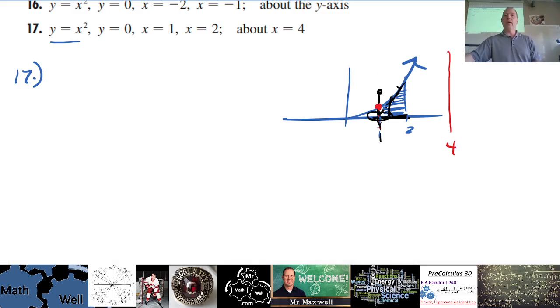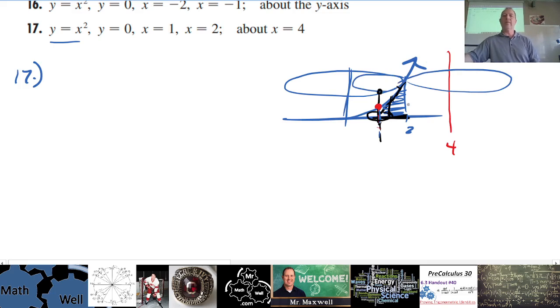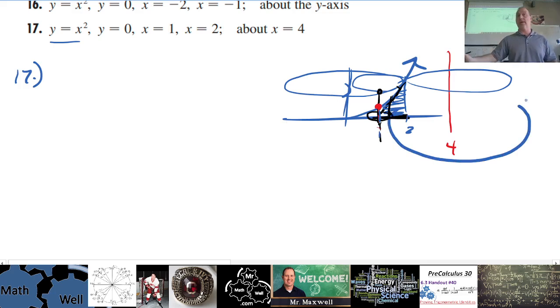So before, we were rotating this way, right? Around the y-axis and then around x equals 1. Now we're rotating about x equals 4. So we are actually flipping through space the exact opposite way, you see? We were rotating this way around an axis. Now we're rotating, not that way, but this way. So the nature of the shape of that solid is going to change quite drastically. Okay, so how does that work?